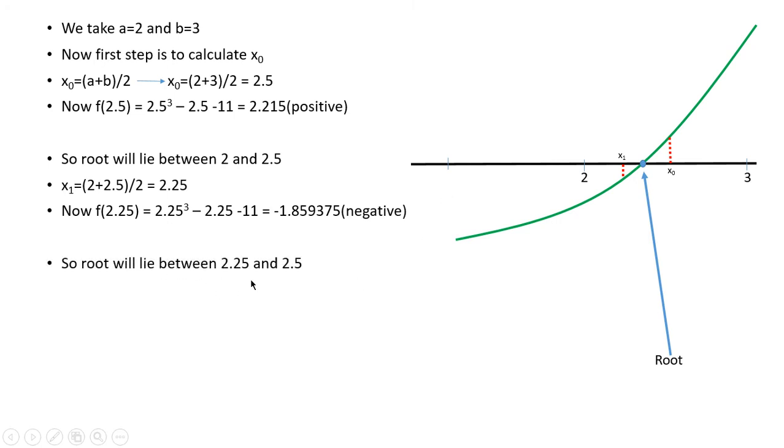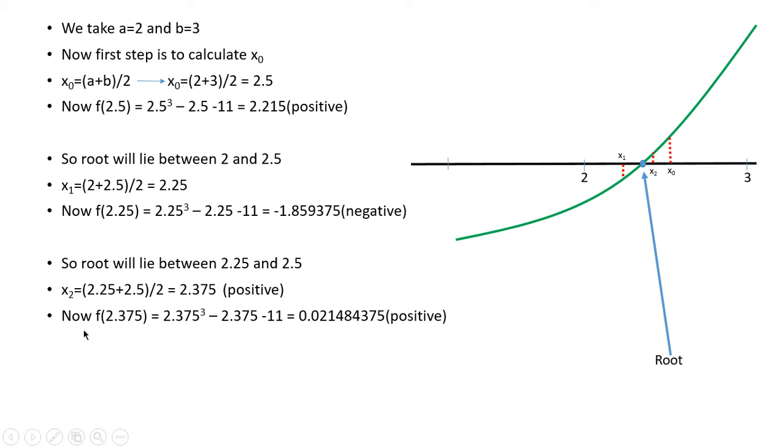So root will lie between 2.25 and 2.5. This is x1 and this is x0. Now we calculate x2, which comes to be 2.375, which is approximately here. Now we put x2 into the function and see whether it is 0 or not. It is approximately 0 but not exactly 0.